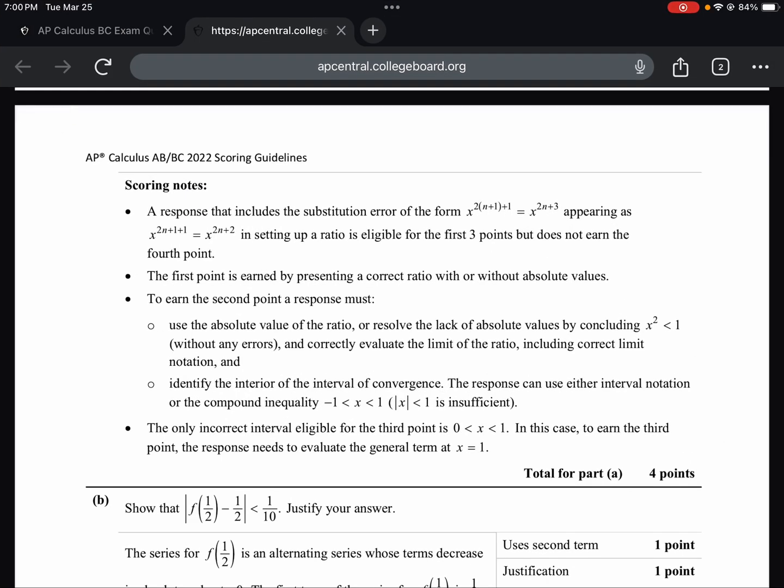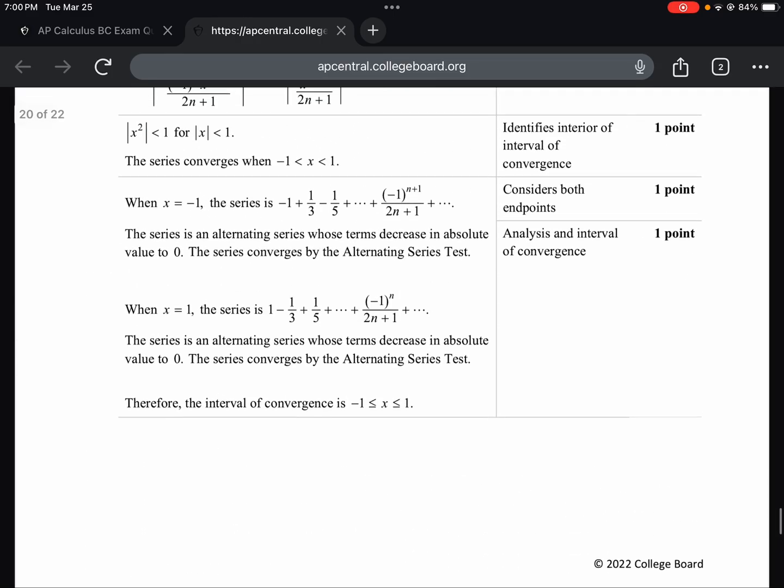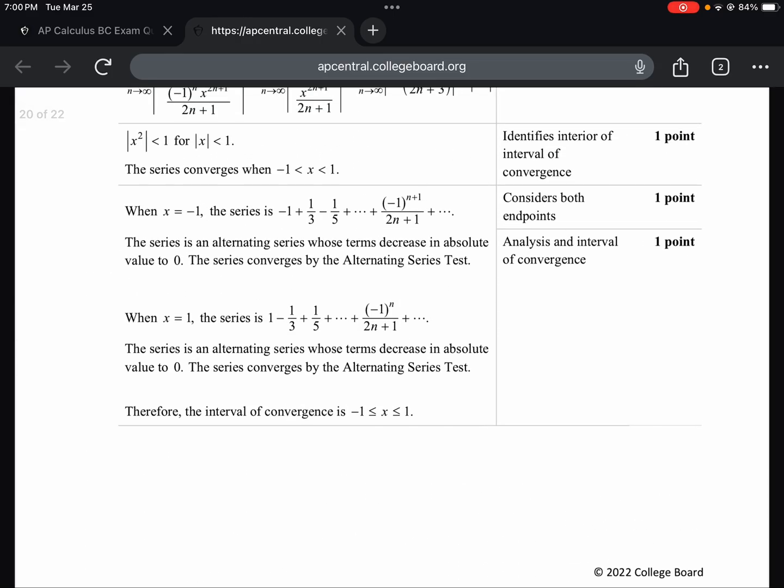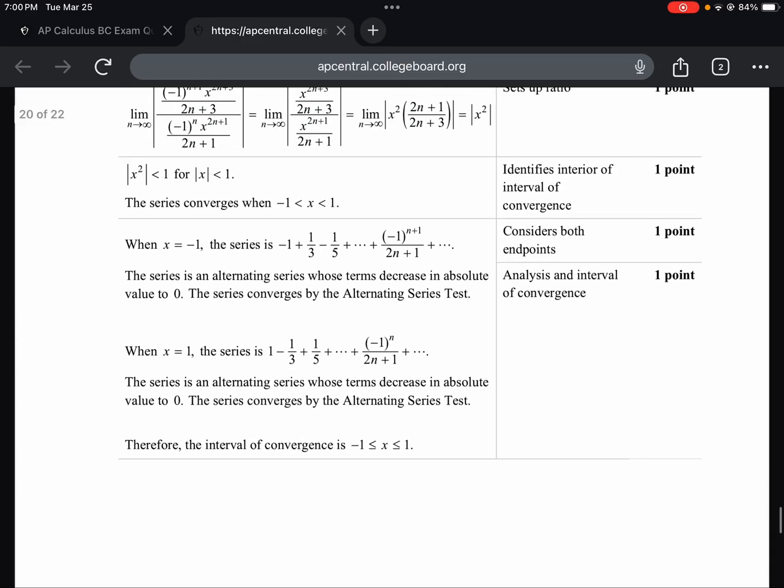The only incorrect interval eligible for the third point is 0 to 1. In this case, to earn the third point, the response needs to evaluate the general term at x equals 1. Kind of surprised that they didn't say anything about the testing. So I'm kind of curious. So when the series is an alternating series whose terms decrease in absolute value to 0, the series converges by the alternating series test. Okay, so I think that's enough.